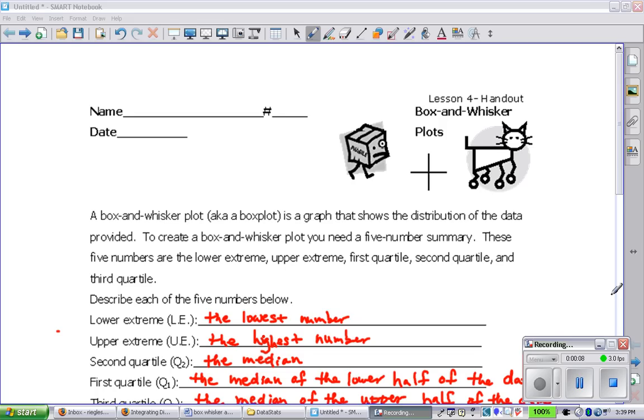We're moving on to lesson number 4, and our topic of the day is box and whisker plots. It is actually a type of graph, and a box plot is another name for it. It's a way to show, especially if you have a whole lot of information, how the data is spread out. That's called the distribution of the data.